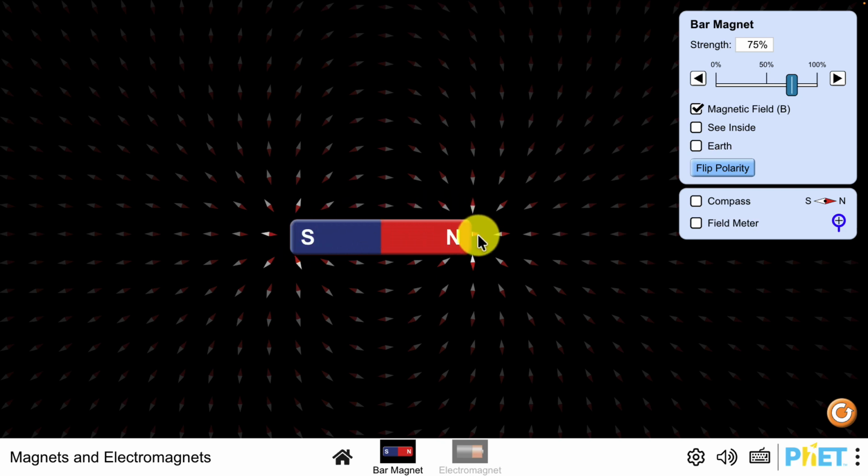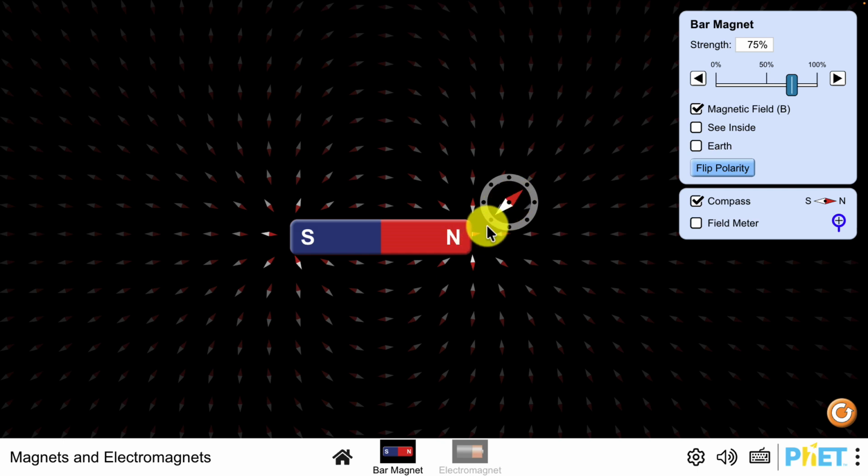From the north pole a magnetic field starts, and we can map the magnetic field with small compasses. Now we can bring in the compass here, and the direction of this compass tells you the direction of the magnetic field. Now this is north, this is south. Remember, a compass itself is a small bar magnet, so this small bar magnet aligns itself according to the magnetic field. If I move around, you can see this is the direction of the magnetic field.